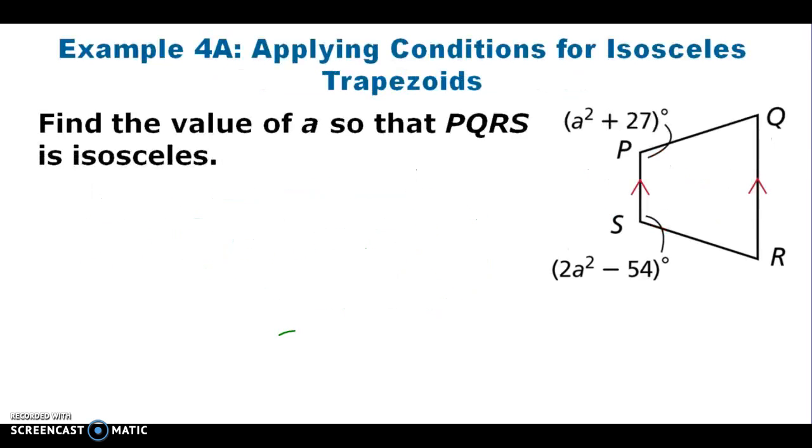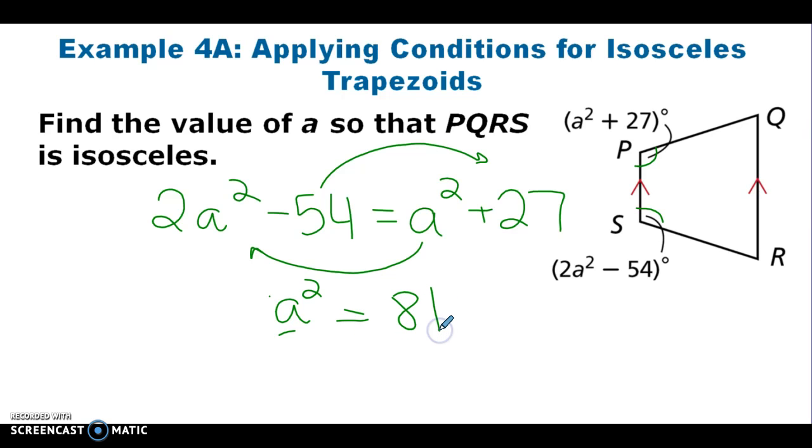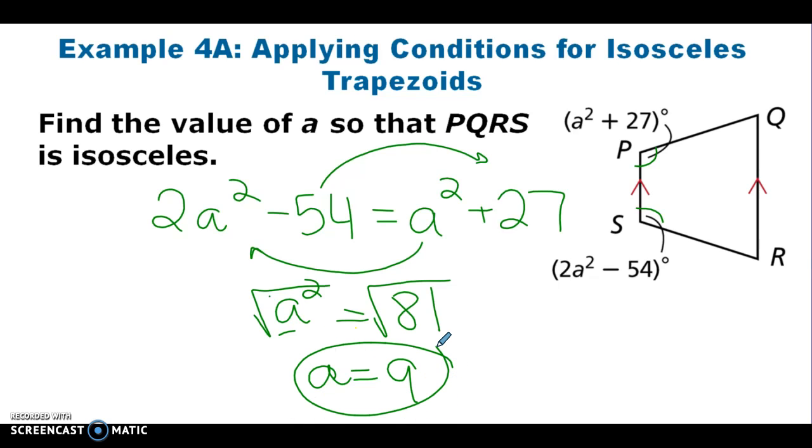What do we know about the base angles of an isosceles trapezoid? They're the same, so you can set them equal to each other. Yep. So 2a squared minus 54 is equal to a squared plus 27. Subtract a squared over, add 54. So we get a squared is equal to 81. Just like the Pythagorean theorem, if we wanted to get a squared by itself, we square root both sides. A is equal to 9.